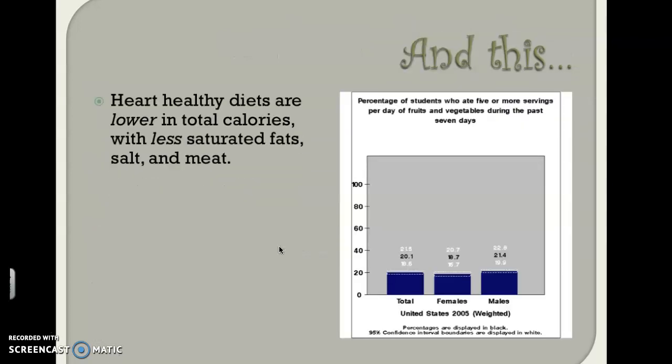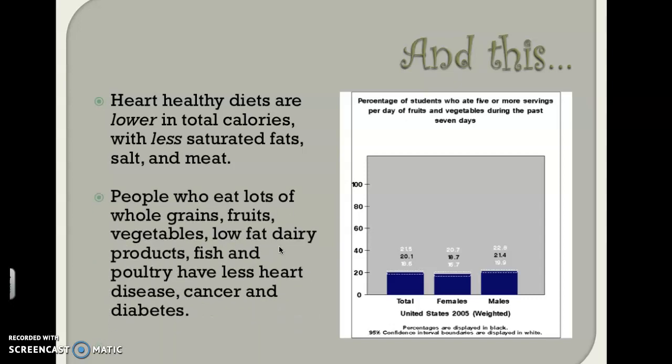So here is information about the percentage of students who ate 5 or more servings a day. Healthy diets are lower in calories and lower in saturated fats. Remember, saturated fats are the bad fats. They are the fats that are solid at room temperature. And they are lower in salt and meat. People who eat lots of whole grains, fruits, vegetables, low-fat dairy products, fish, and poultry have less heart disease and cancer.